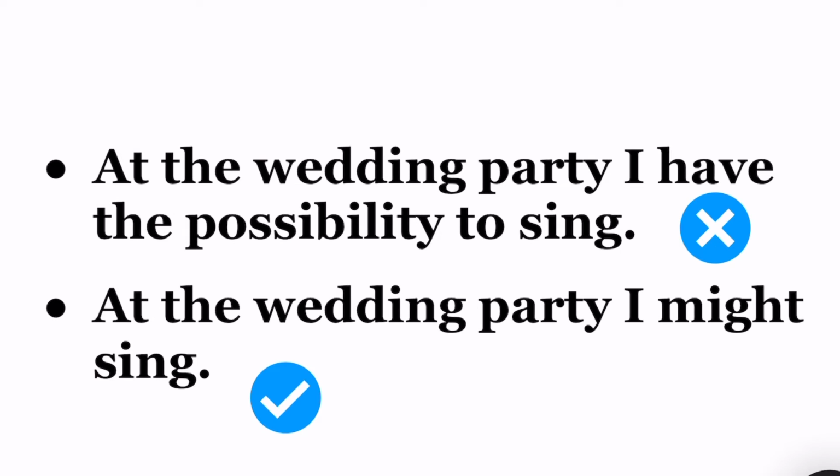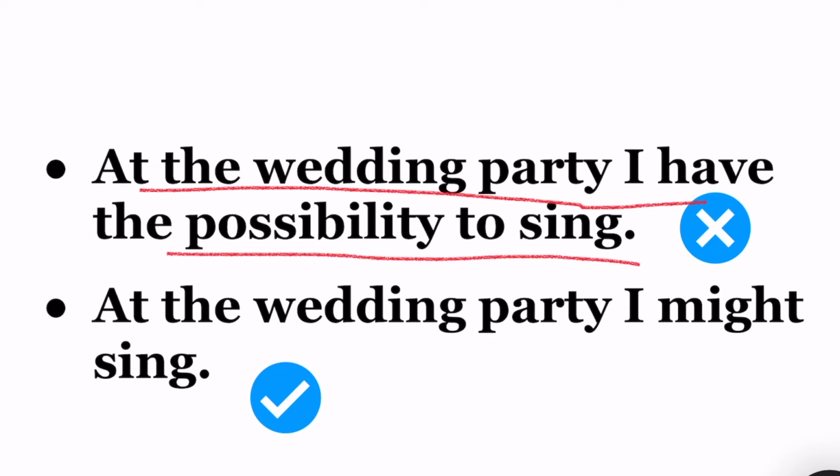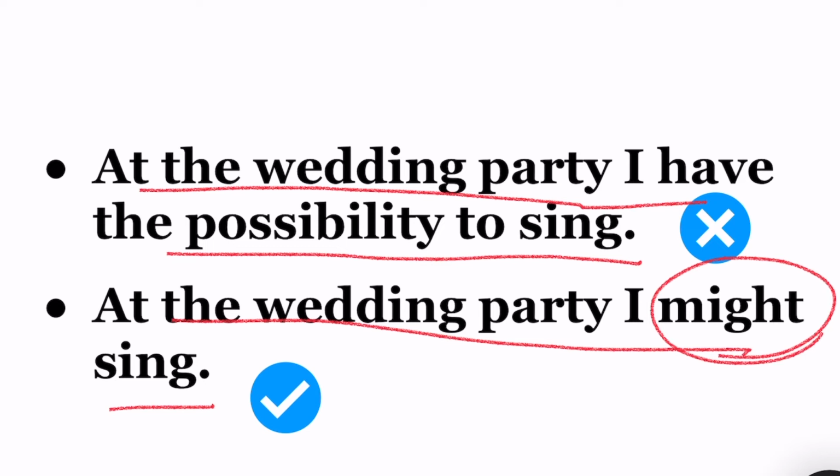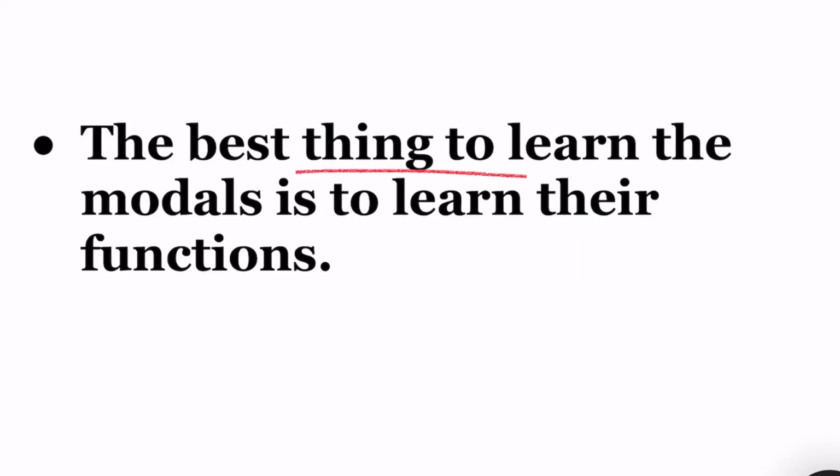Next example, at the wedding party, I have the possibility to sing. Instead of using this sentence, you can say at the wedding party, I might sing. Here you have used might as a modal of possibility. At the wedding party, I have the possibility to sing, but I am not sure. The best way to learn the modals is to learn their functions.